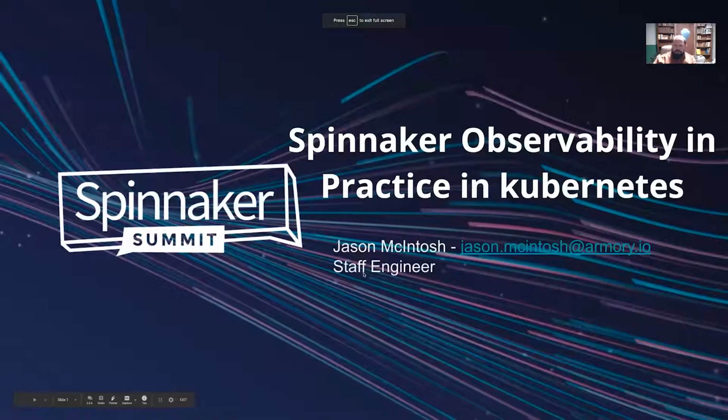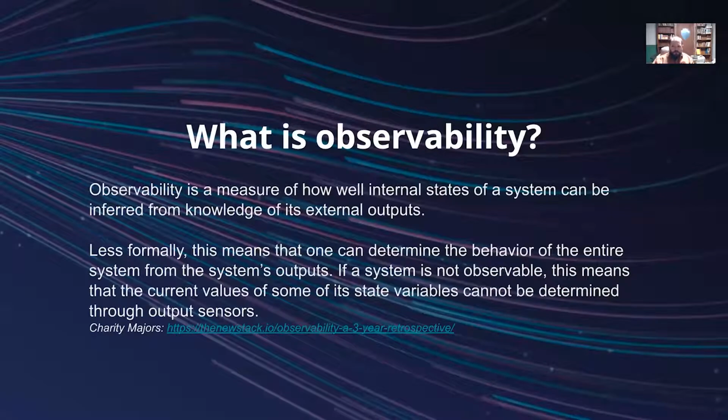So, as I said, Jason McIntosh, staff engineer working at Armory, particularly on the observability plugin. But let's start off. What is observability? This is a direct quote from Charity Majors, although she's pulled it from engineering and other systems. Observability is a measure of how well internal states of a system can be inferred from the knowledge of its external outputs. So, what does that mean?